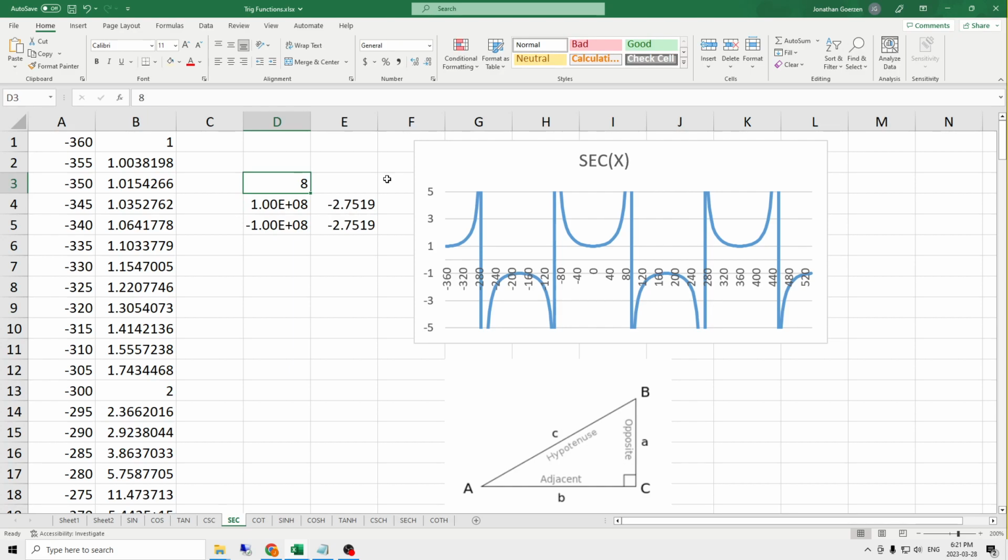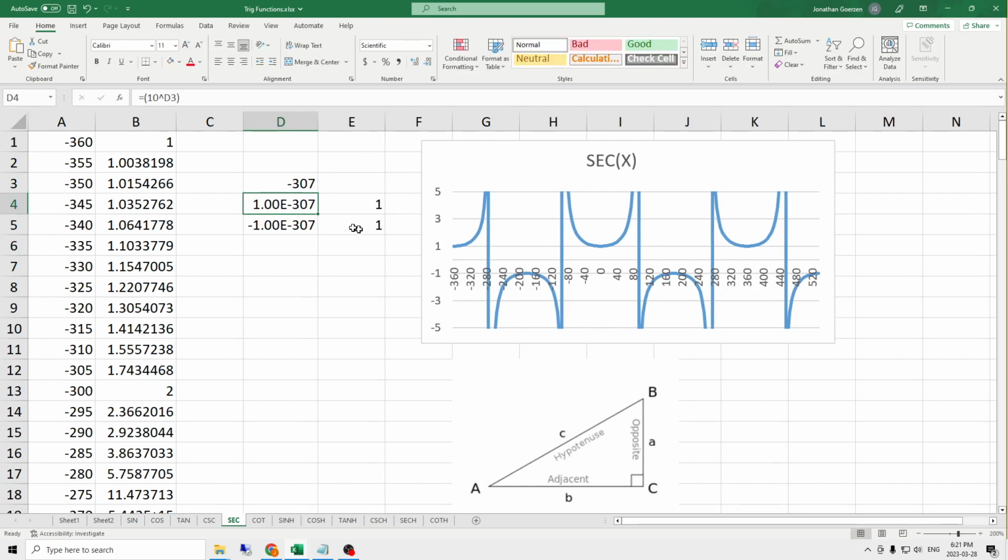And then for very, very small numbers, if I raise 10 to the power of -307, it approaches 1. And we can see that at the 0 line, this function indeed approaches 1. And that makes sense because the cosine at 0 is equal to 1. And 1 divided by 1 is 1. That makes sense.